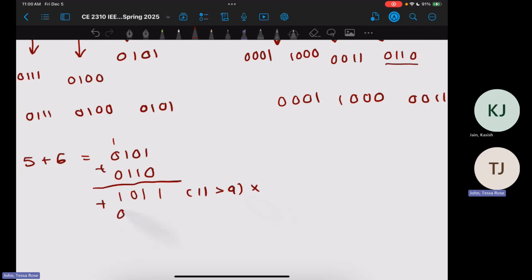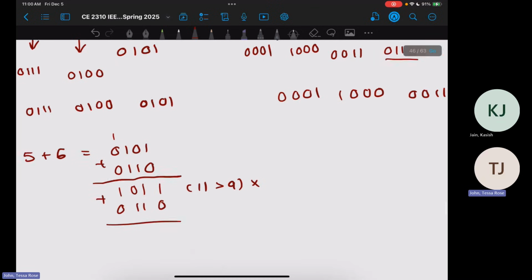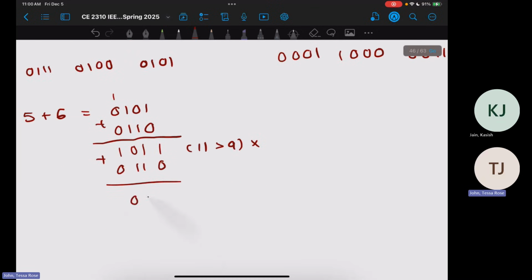So the binary for 6 is 0, 1, 1, 0. So we'll do the math. It's 0, 0, 0, 1, and then our carry will be 1. Okay, do you guys understand how I did that?